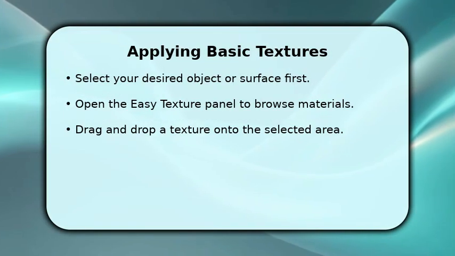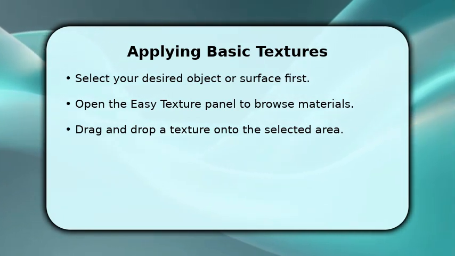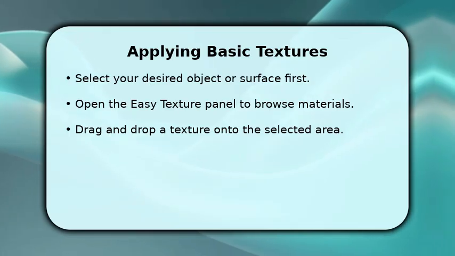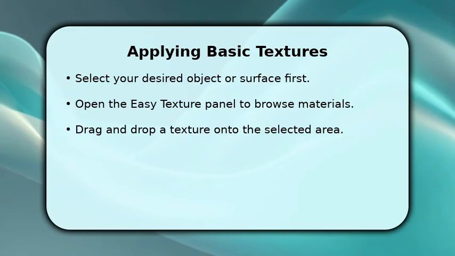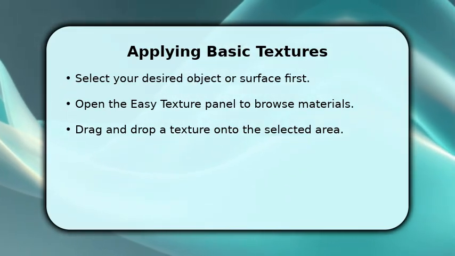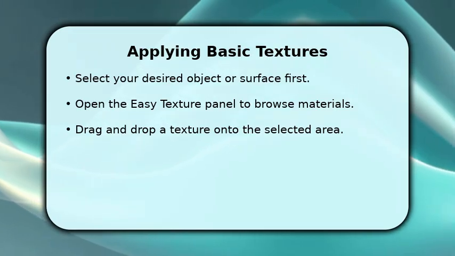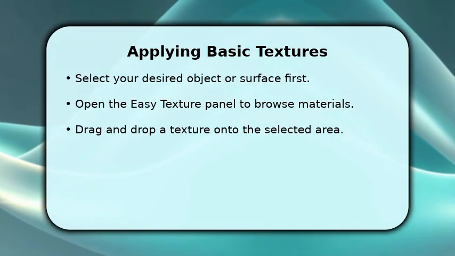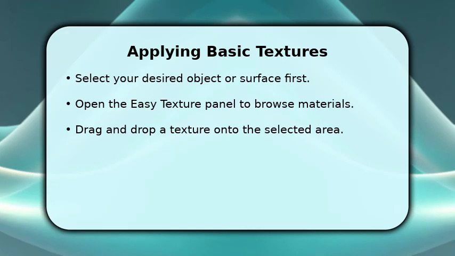Once your object is ready, applying a basic texture is incredibly straightforward. Simply select the surface you wish to texture, then open the Easy Texture panel. You'll find a wide array of preloaded materials and the option to import your own. Just drag and drop your chosen texture directly onto the selected area. You can then fine-tune its appearance, adjusting the scale and rotation to achieve the perfect look for your model.